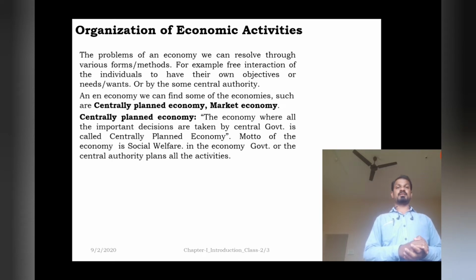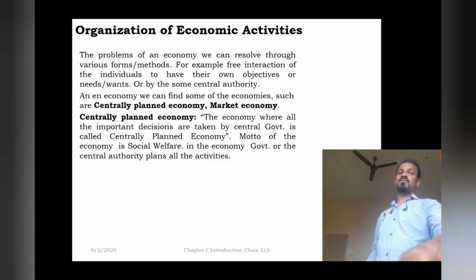The government or the central authority plans all the activities. See, in this centrally planned economy, the government or central authorities, some authorities we can find. Through those authorities, the government can make plans. So this is what a centrally planned economy is.